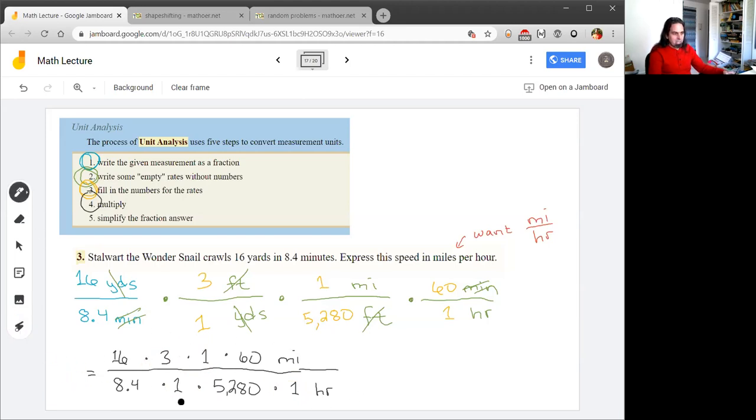If you skip all of that, that's fine too, because all that we really care about is 2,880 on the top and 44,352 hours on the bottom. So not very fast.